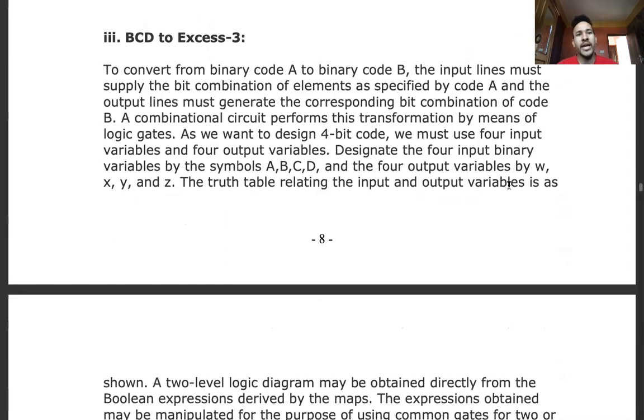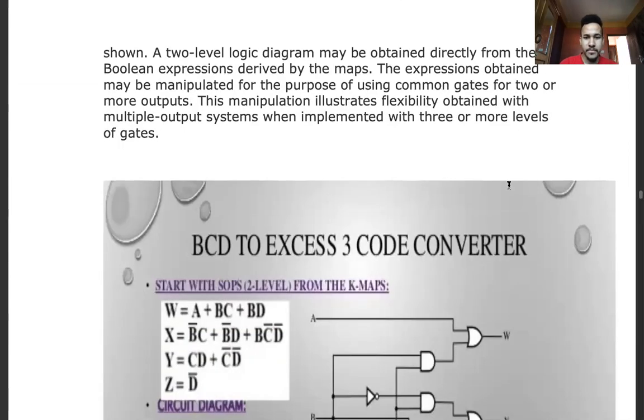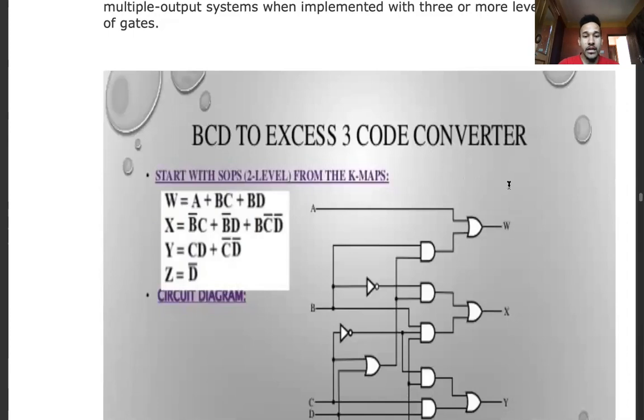The third one here is binary coded decimal to excess-3. Here, our equation would be like, if WXYZ is the excess-3 code and the binary coded decimal is ABCD, then Z equals D bar, Y equals CD plus C bar D bar, and X equals B bar C plus B bar D plus B C bar D bar, which can be modified by taking B bar common from the first and second terms, which leads to B bar times (C plus D) plus B C bar D bar, and W equals A plus BC plus BD.